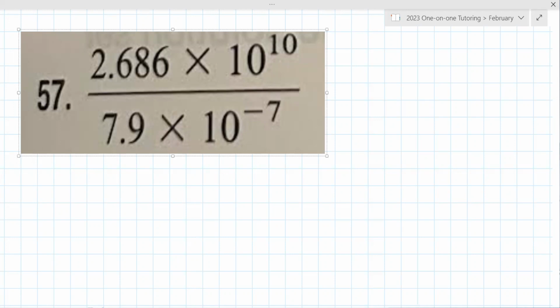So I got 3.4 times 10 to the 16. Yes. Might as well just keep going. I'll work these out as well and double check them for you if you want to keep going to 58.